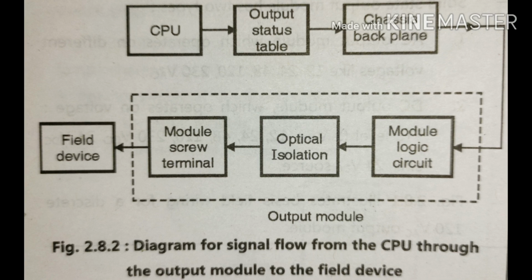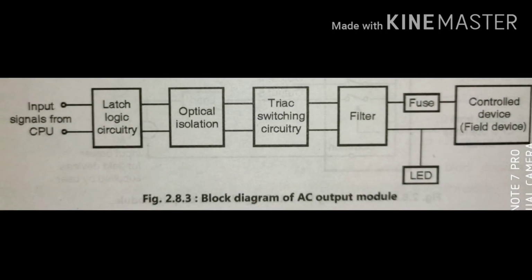Okay, so this is the diagram. You can see the CPU is there, the output status table is checked, then the chassis backplane is there. Okay, it is part of this module. The output logic diagram circuit is there. Okay, optical isolation is there, so that it cannot be physically in contact with the PLC module screw terminals, and it is then directed to the field devices. Okay, so this is the block diagram of the AC output module.